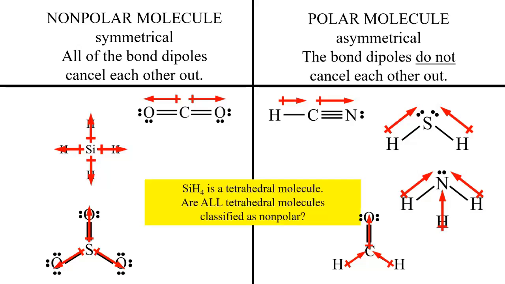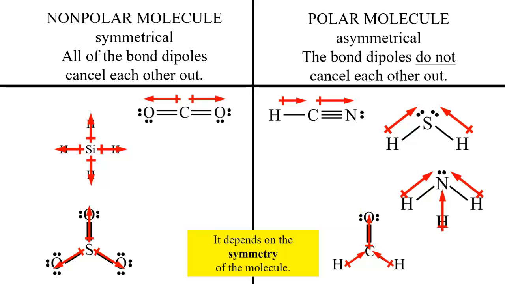So you might be thinking, SiH4 is a tetrahedral molecule. Are all tetrahedral molecules going to be classified as nonpolar? And the answer is, it depends. It depends on the symmetry of the molecule, like we saw with linear, like we saw with trigonal planar. With tetrahedral, it does depend on the symmetry. So could you have a tetrahedral molecule that is classified as polar? Well, I'm kind of giving you a spoiler for the one that we're about to do in this practice quiz.